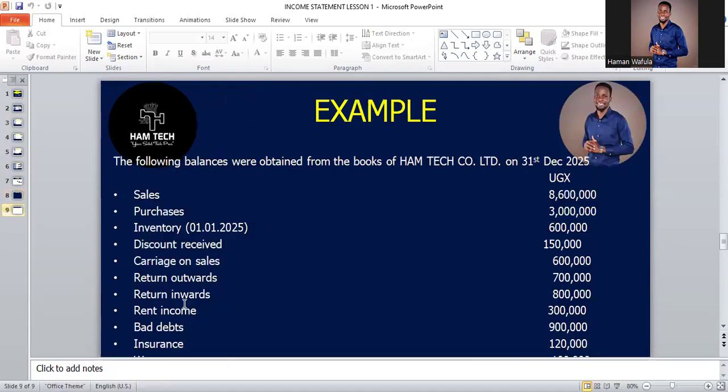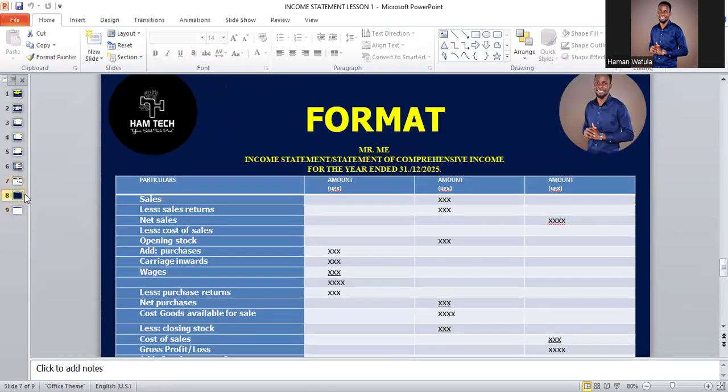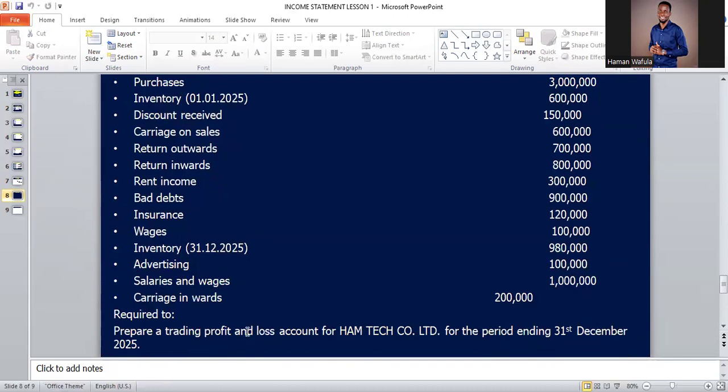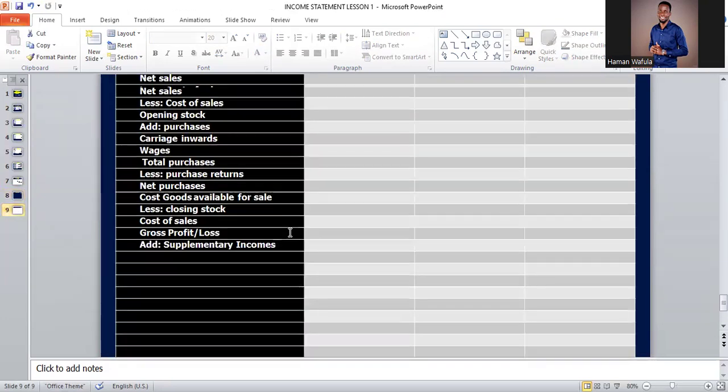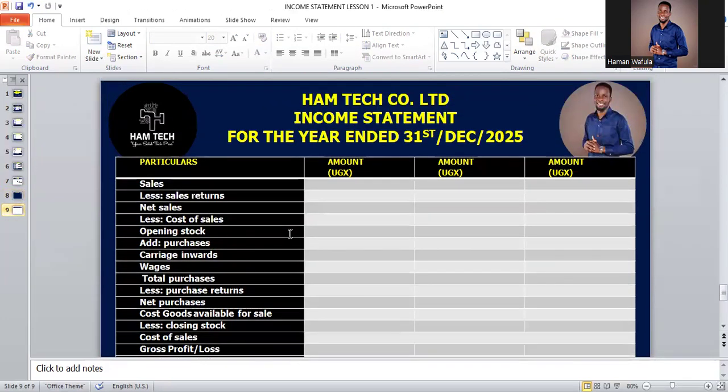So we have to prepare our income statement. Let's go straight to it. My format is already here.